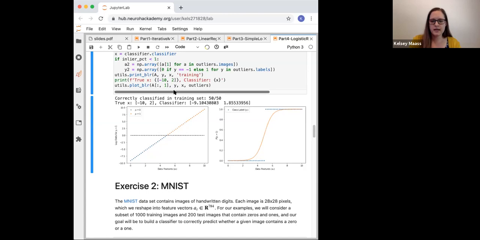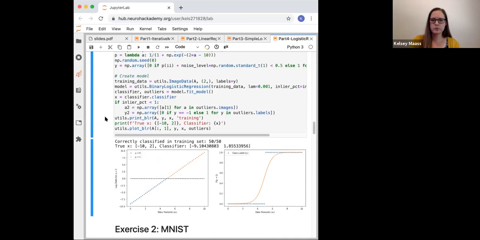The first plot is looking at our linear classifier. So when the inner product between the classifier and the data is negative, we classify it as a 0. And then when it's positive, we classify it as a 1. And then here we plot the probability of our training example being classified as a 1.